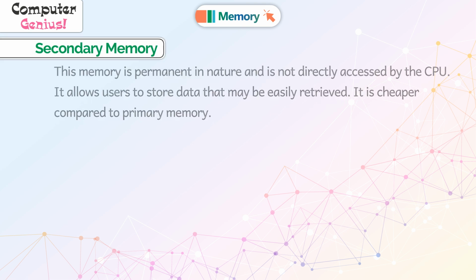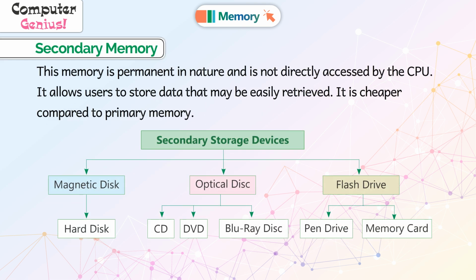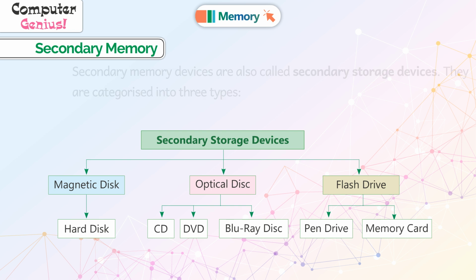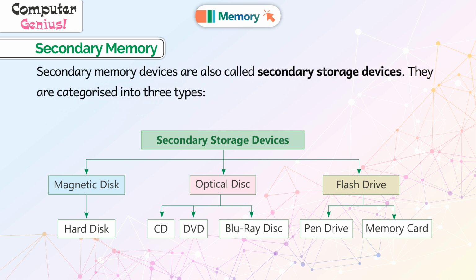Secondary memory. This memory is permanent in nature and is not directly accessed by the CPU. It allows users to store data that may be easily retrieved. It is cheaper compared to primary memory. Secondary memory devices are also called secondary storage devices. They are categorized into three types.